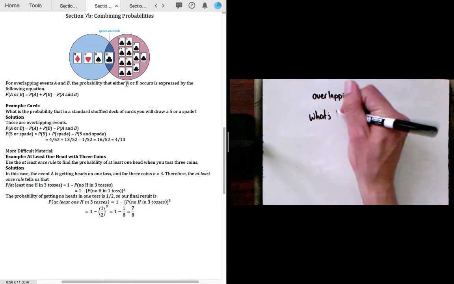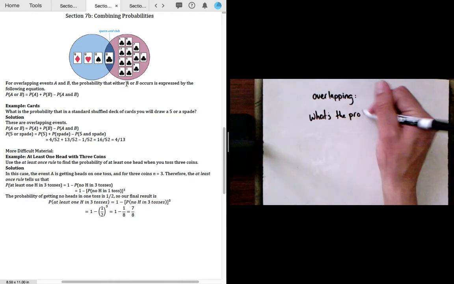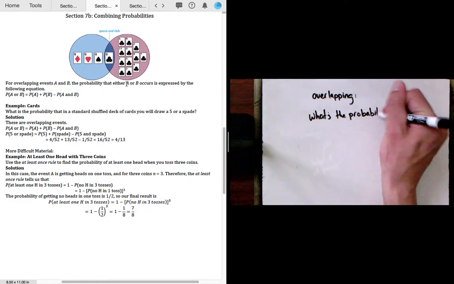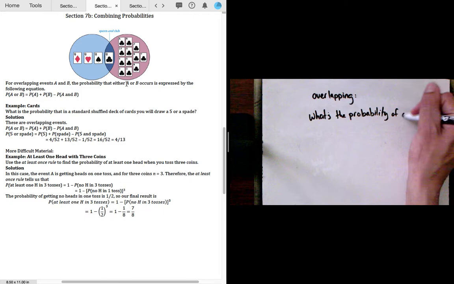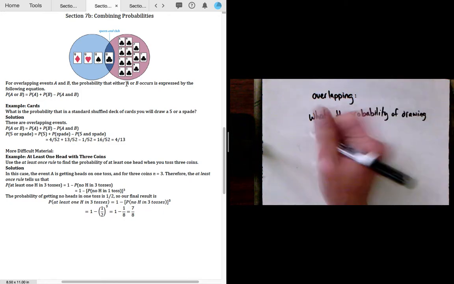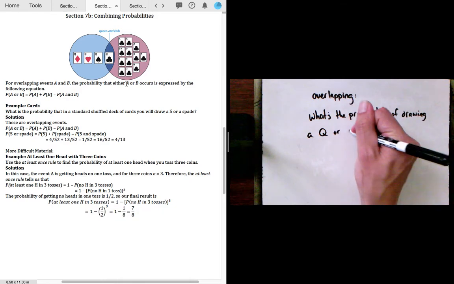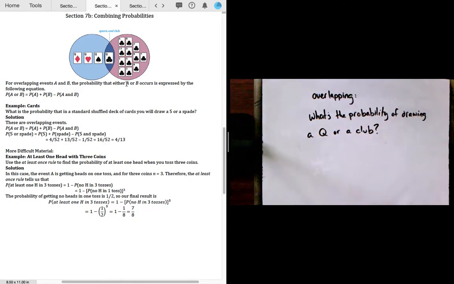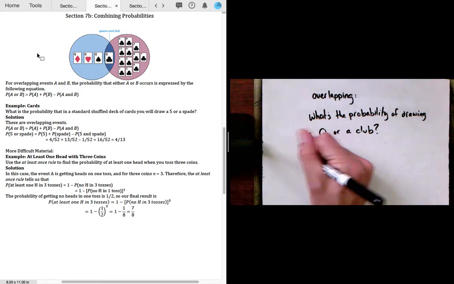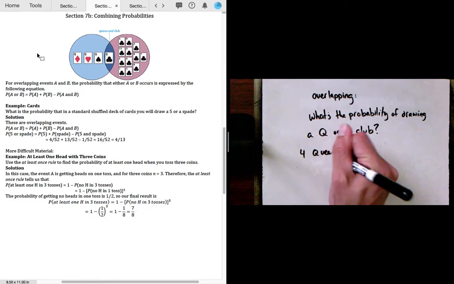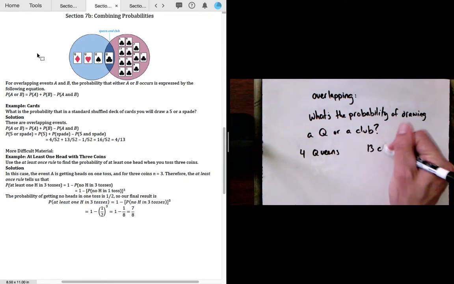What's the probability of drawing a queen or club? And this picture that we have over here on the side really demonstrates it very well. What we can see is that there are four queens and there are 13 clubs. So without any overlapping, we would just say that there are 4 plus 13 or 17 cards that we could choose from that are either a queen or a club.